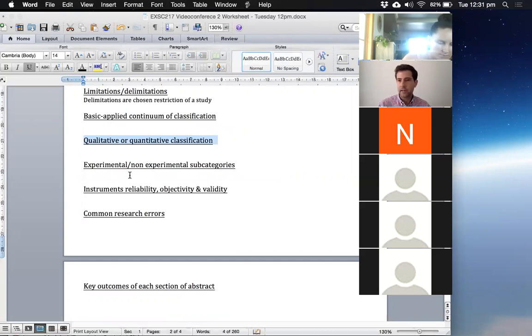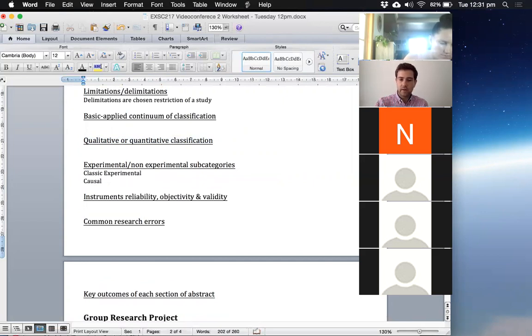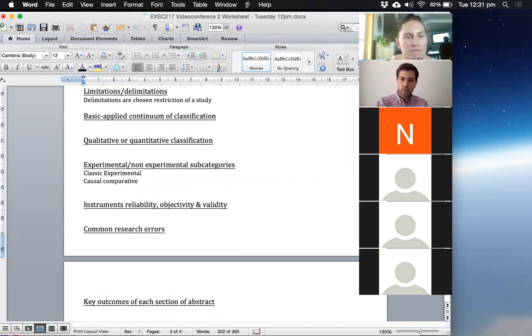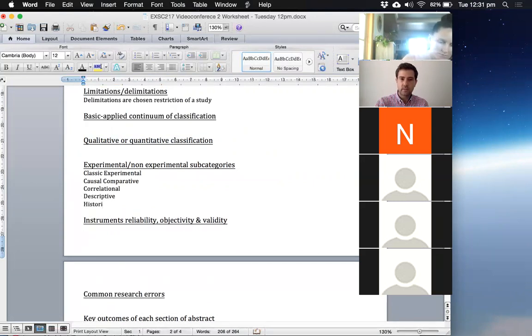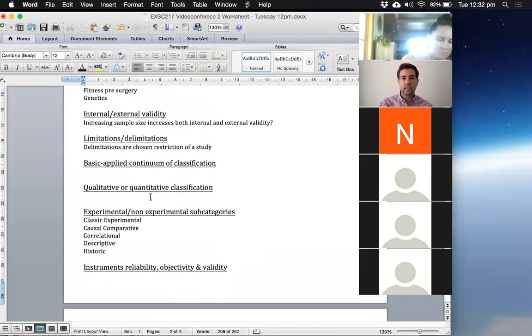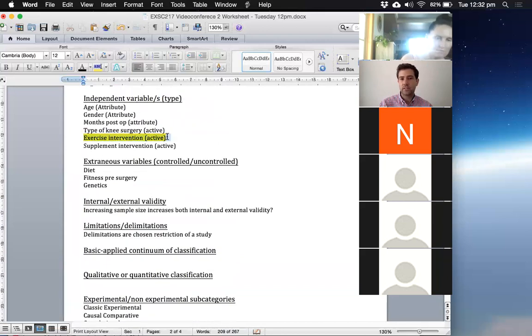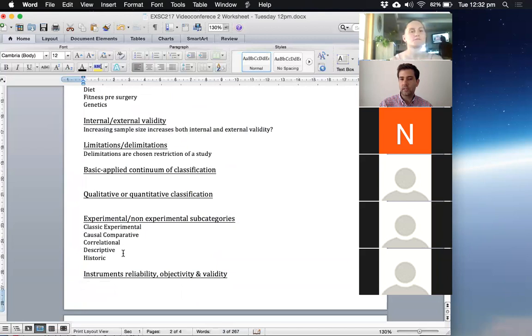Experimental, non-experimental subcategories. So we've got classic experimental, we've got causal comparative, we've got correlational, we've got descriptive, and we've got historic. Okay, so those are the major experimental, non-experimental categories of research. If we are using this exercise intervention as our active independent variable, then which one of these would best classify the research?